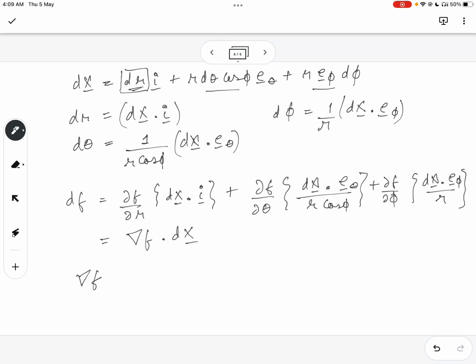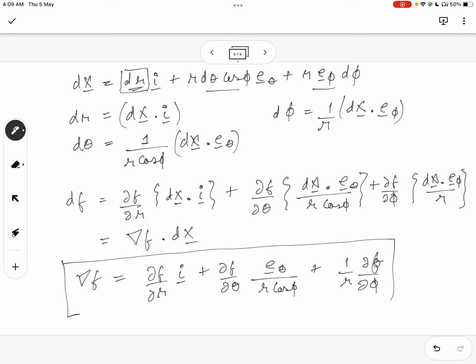So what does the gradient of f become? Taking dx out to be common, we have gradient of f to be ∂f/∂r I plus ∂f/∂θ e_θ by r cos φ plus 1 by r ∂f/∂φ e_φ. So this is the gradient of f in spherical coordinates. This is the real power of that technique which we have discussed.